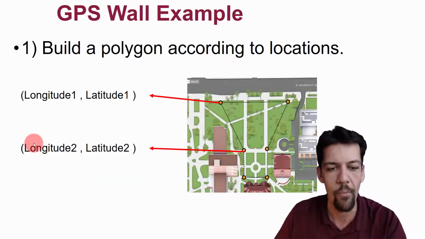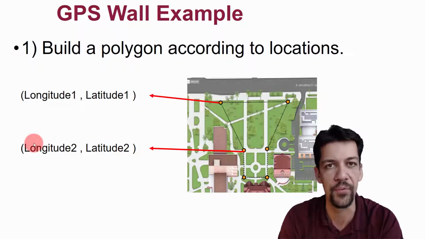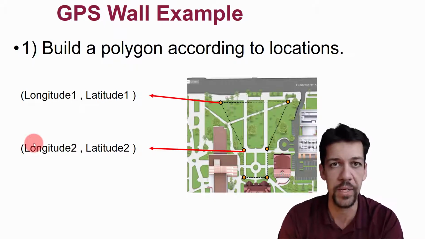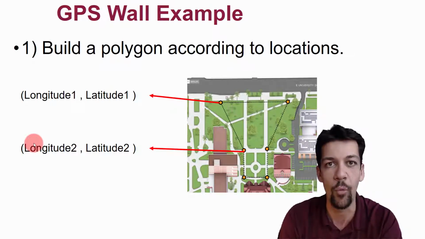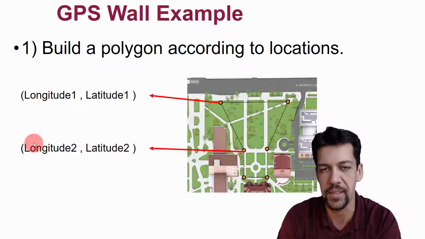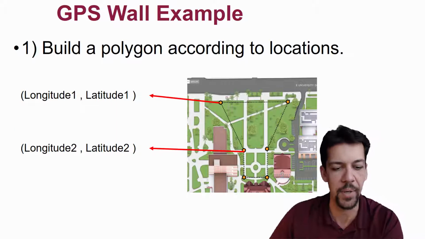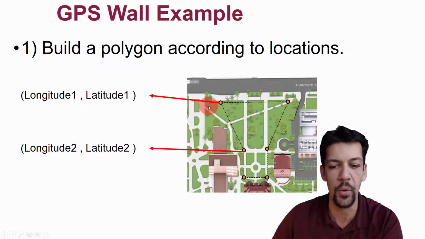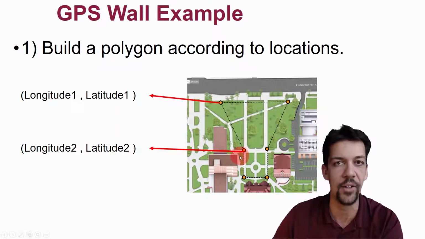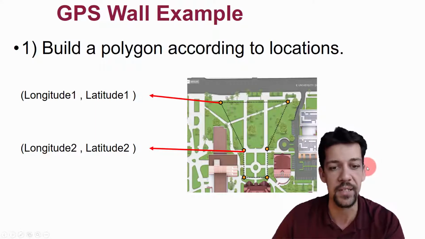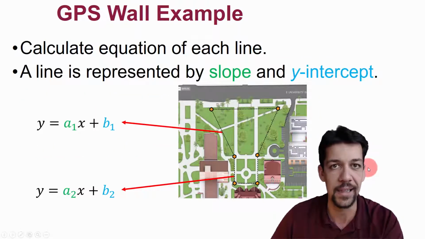Let's look at an example for our Project 5, where we'll be doing a GPS walls. So the idea here is that we build a polygon using the GPS locations, represented by latitude and longitude. These are just points, X and Y points in the world. We can use these X and Y points to generate lines.